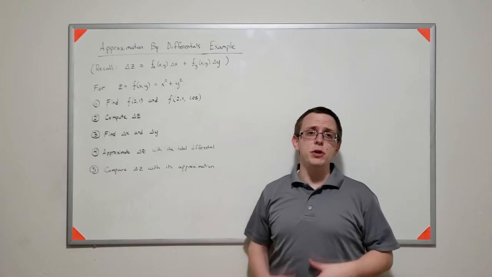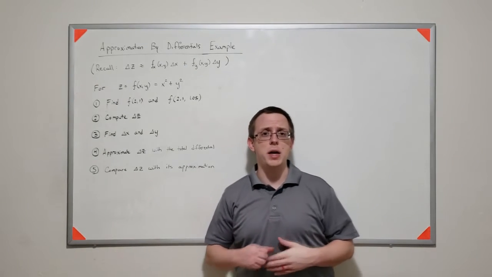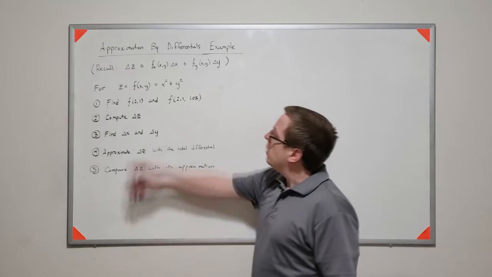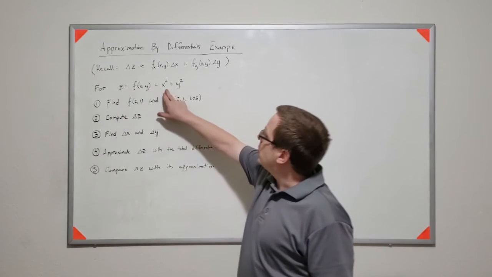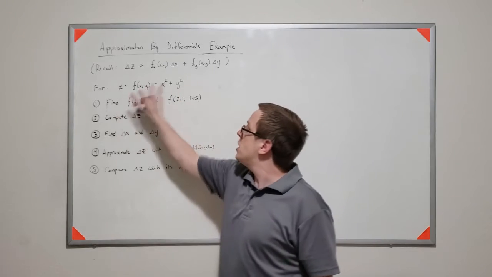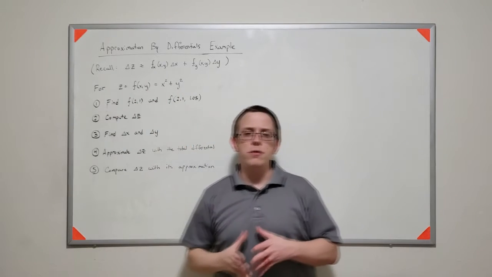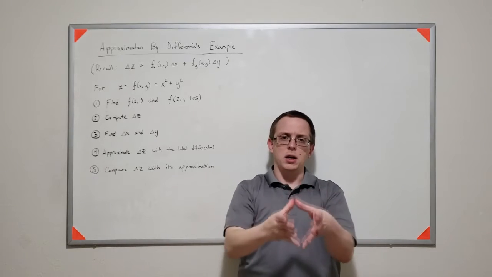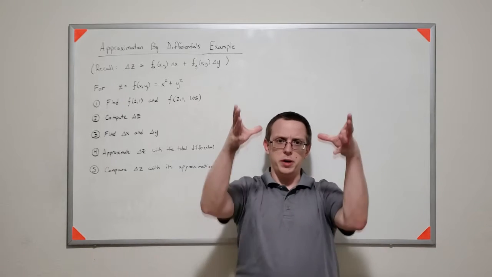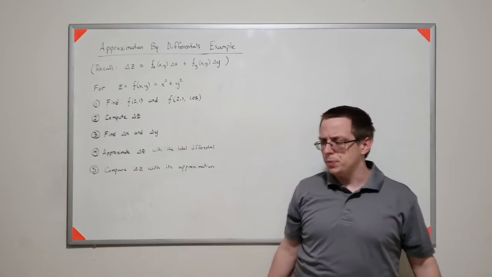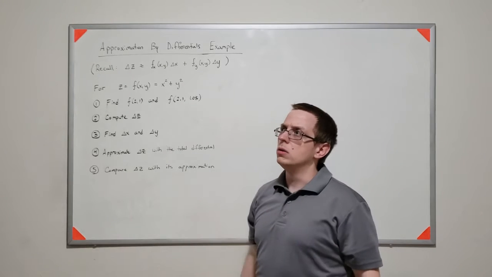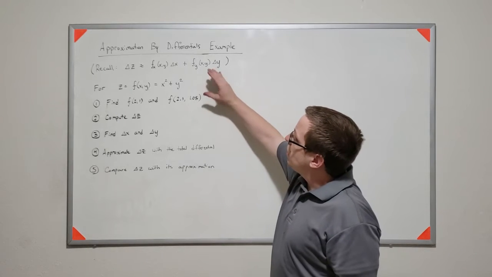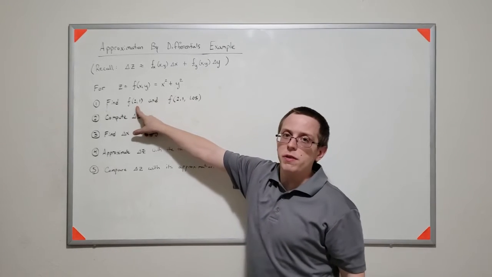Let's do an example of using total differentials to approximate actual differences in a given function. So if I have a given function, z equals x squared plus y squared. If you remember what the graph of that looks like, that's the elliptic paraboloid.